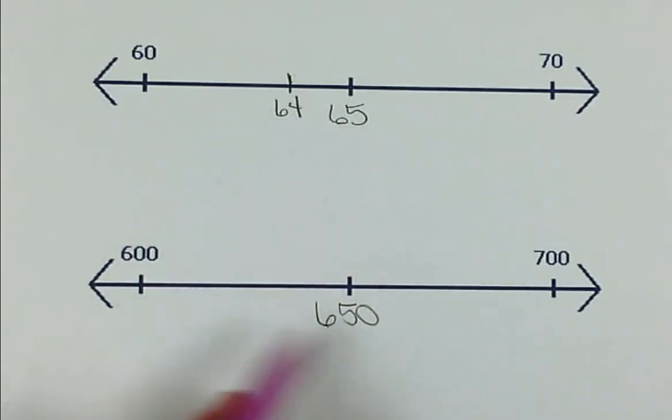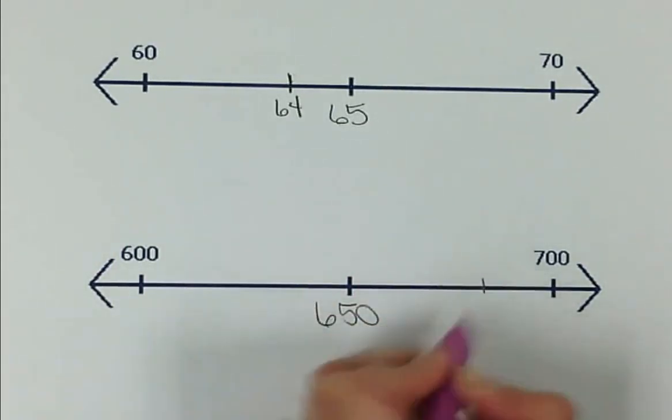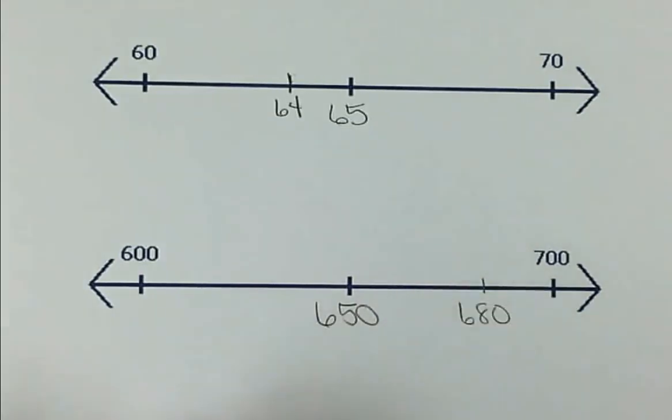They also need to be able to do this on number lines with multiples of 100. So in this case, what if I gave the number 680? We would want the students to be able to describe in words that 680 is closer to 700, or it's nearly 700, or it's more than halfway, so it's closer to 700.